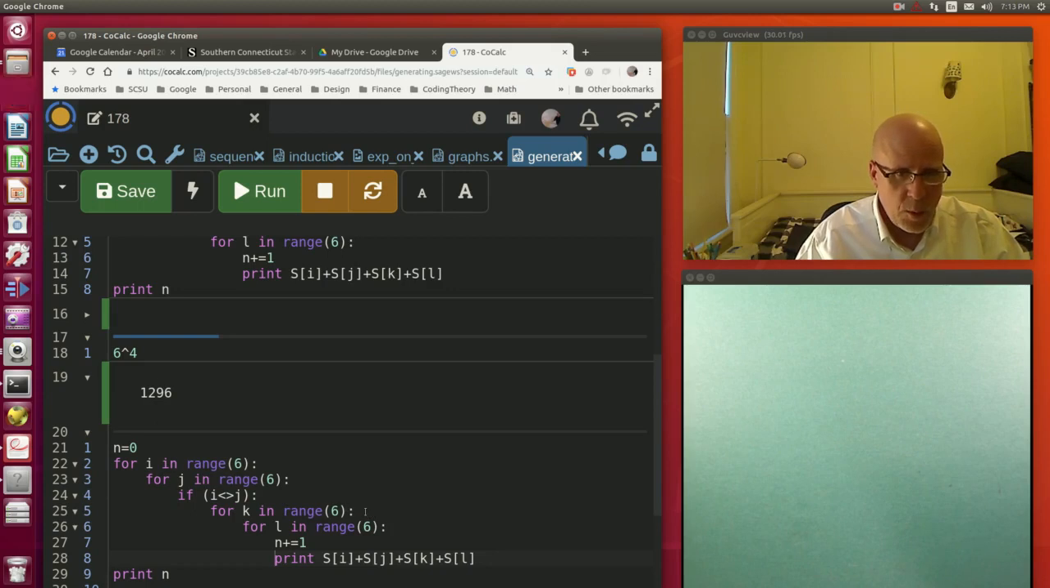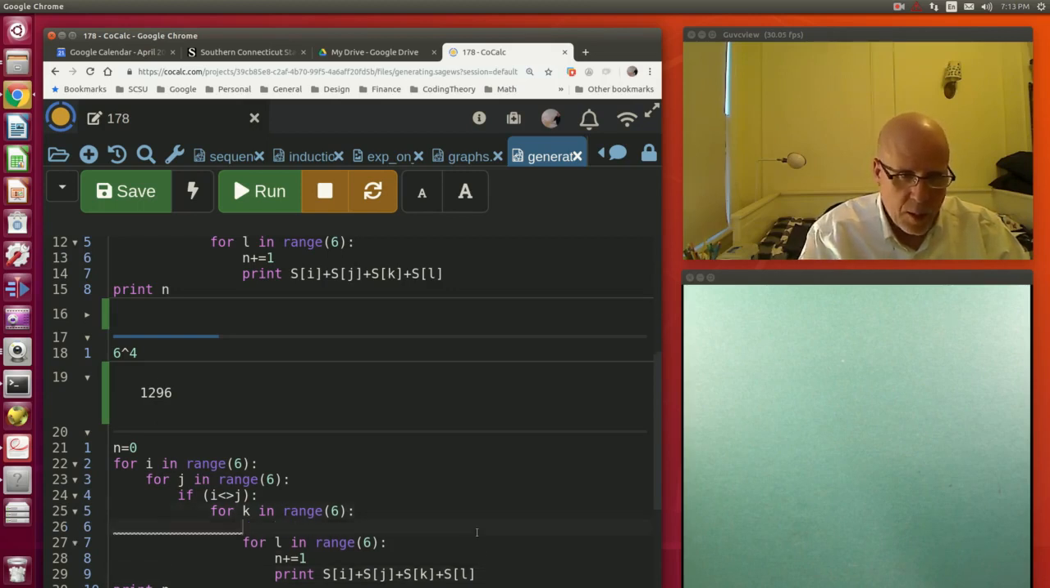I guess I also want to see that k isn't a bad guy, right? But now the conditions on k are tougher. k can't be equal to i, but it also can't be equal to j.